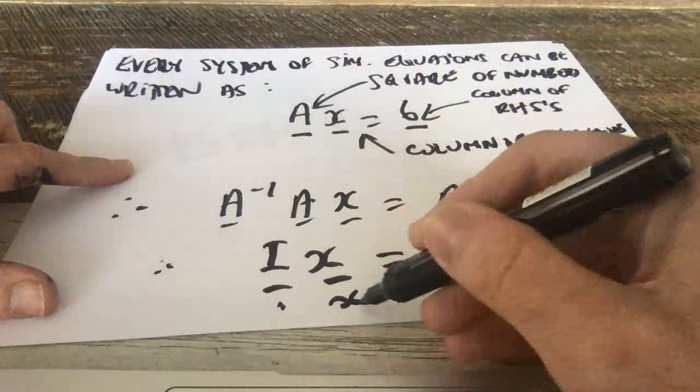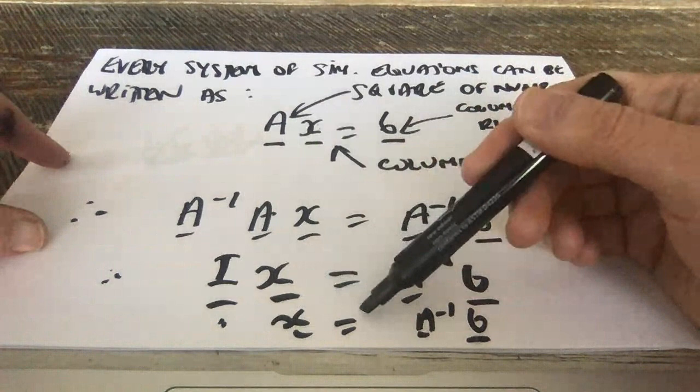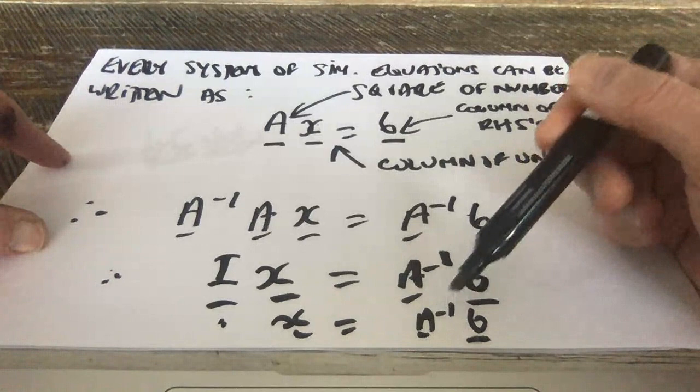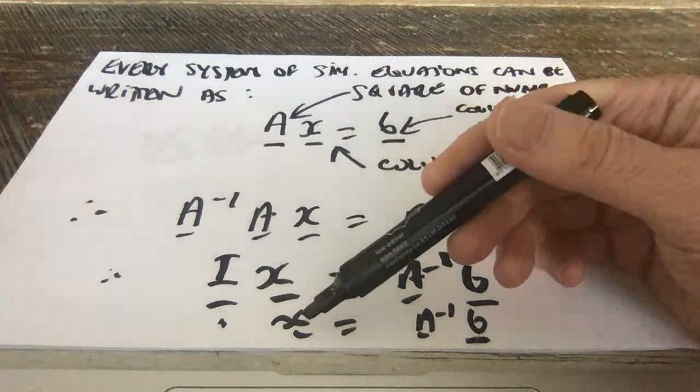And that is so important. That is really what linear algebra is all about. Because now we have the unknowns on the left-hand side on their own, equal to A inverse times B. And we can calculate what A inverse is, and we know what B is. So on the right-hand side, theoretically at least, we know what's there. So now we can find out what X is, where X is your column of unknowns. All right, so that's what you do.